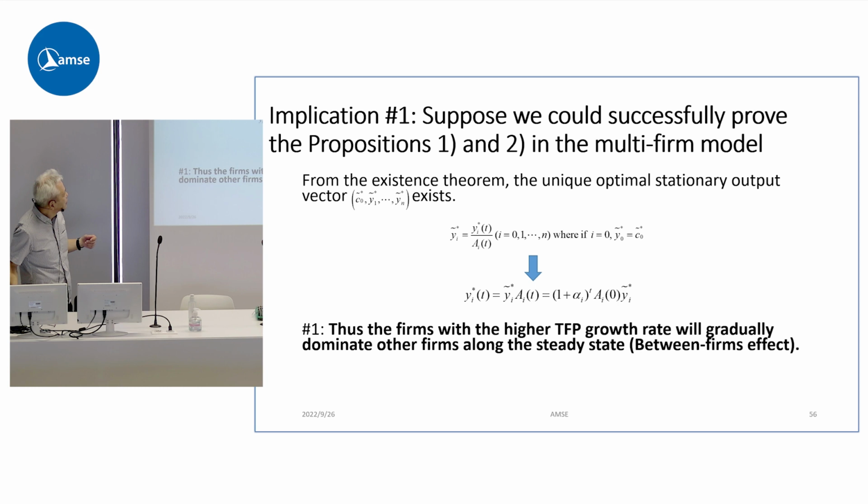Okay, I mean, I explain the simple implications here. If you could show the existence theorem, that there exists a unique optimal stationary output, then that output is transformed by the technical progress divided by this one. So there exists this kind of optimal stationary path, and you transform that back to the original variables. Then we have this kind of model. So the optimal steady state is now growing at this TFP growth rate. This means the firms with a higher TFP growth rate will gradually dominate other firms, naturally. Okay? So this is called the between-firms effect.